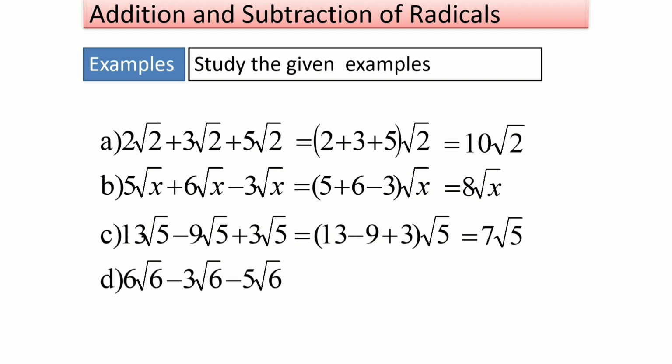Next, we have letter D. 6 square root of 6 minus 3 square root of 6 minus 5 square root of 6. So again, we factor out the common radical here, which is square root of 6. We now have 6 minus 3 minus 5 times square root of 6. Then we simplify it from left to right. 6 minus 3, that is positive 3, minus 5, the answer is negative 2, then affix square root of 6. Our answer now here is negative 2 square root of 6.